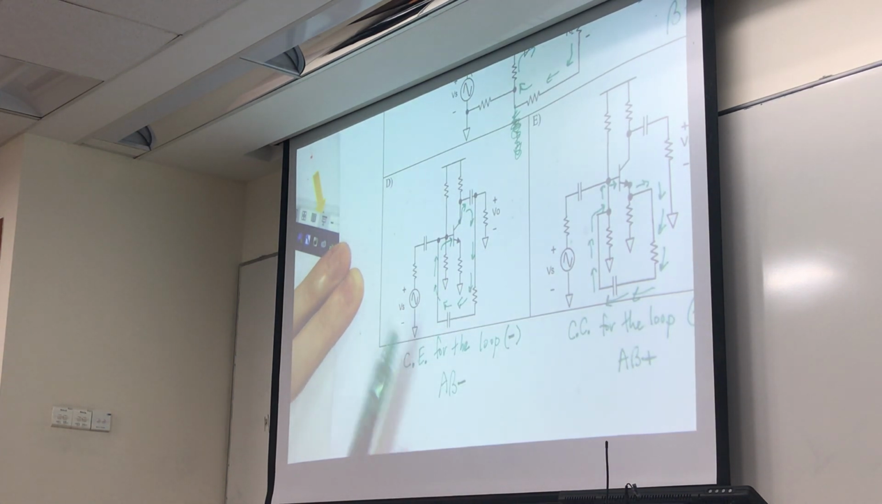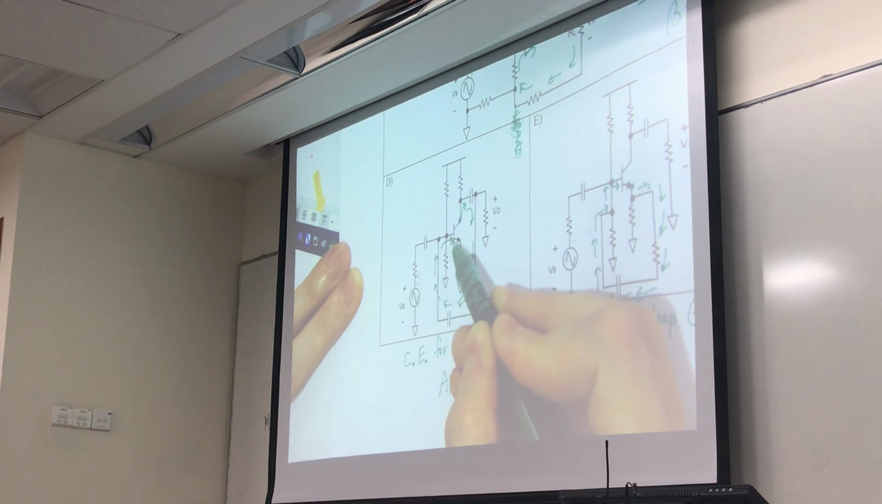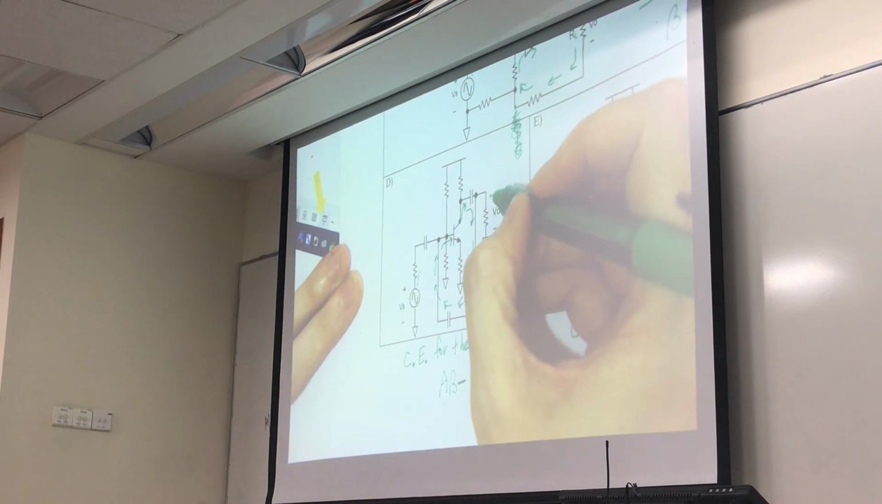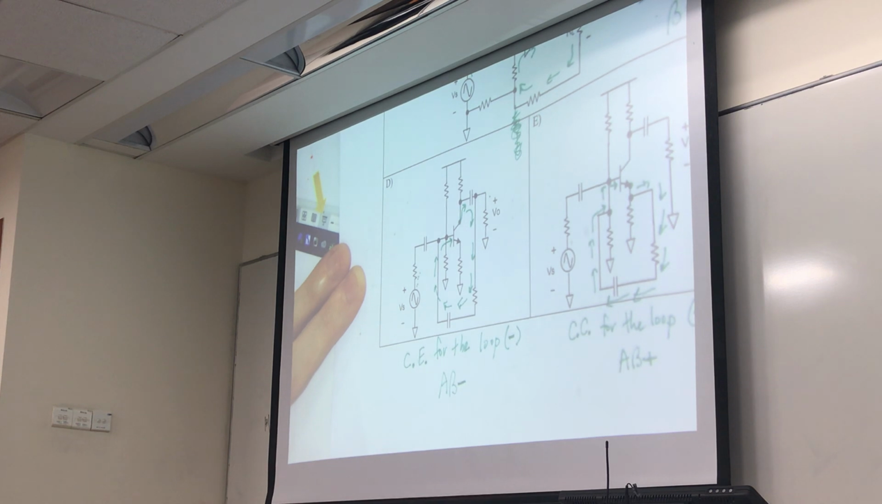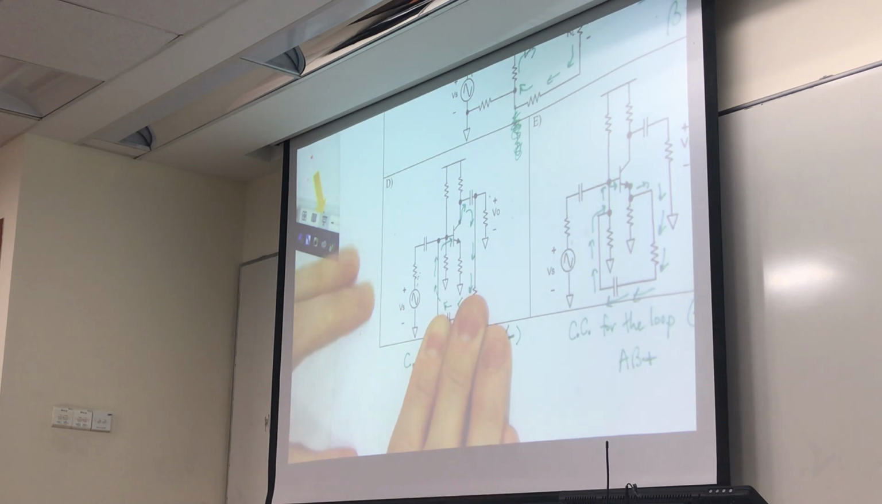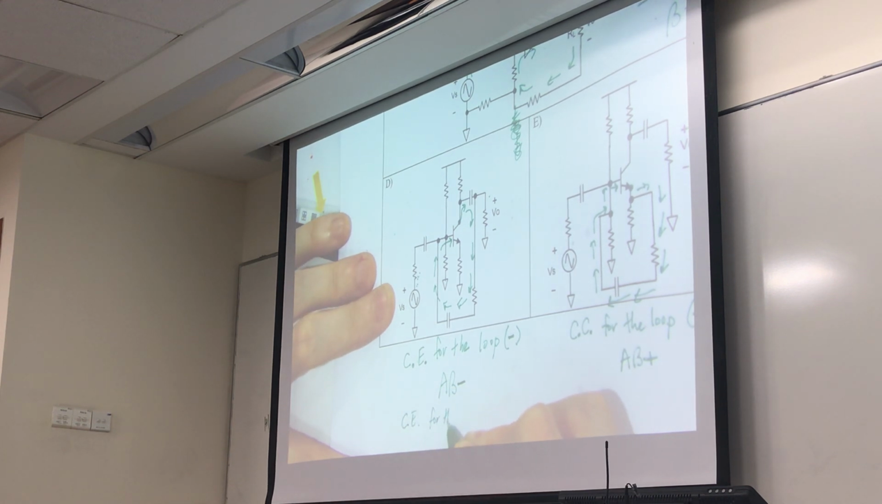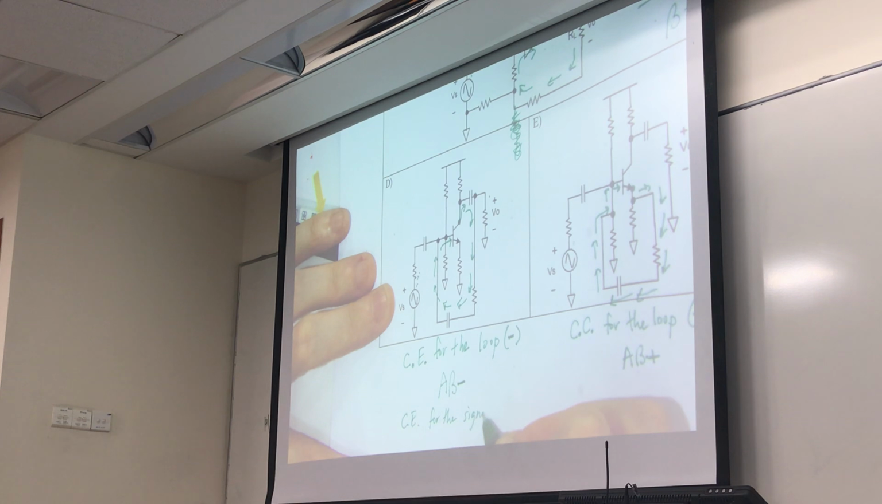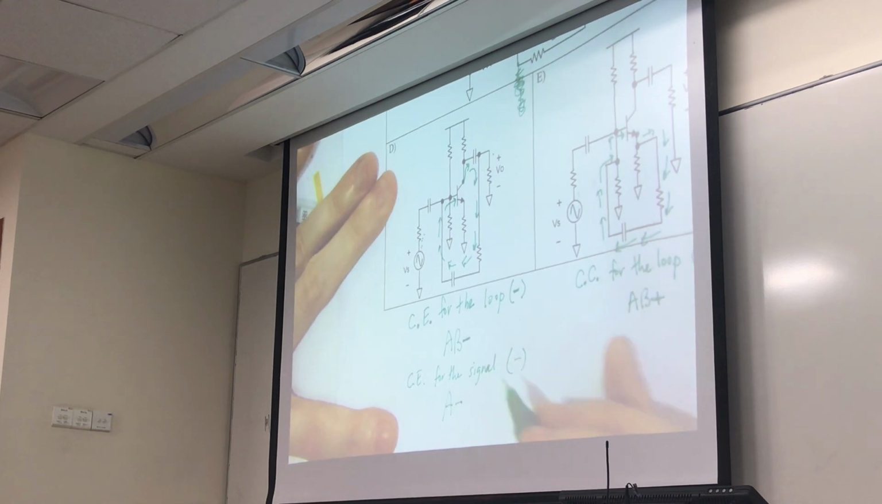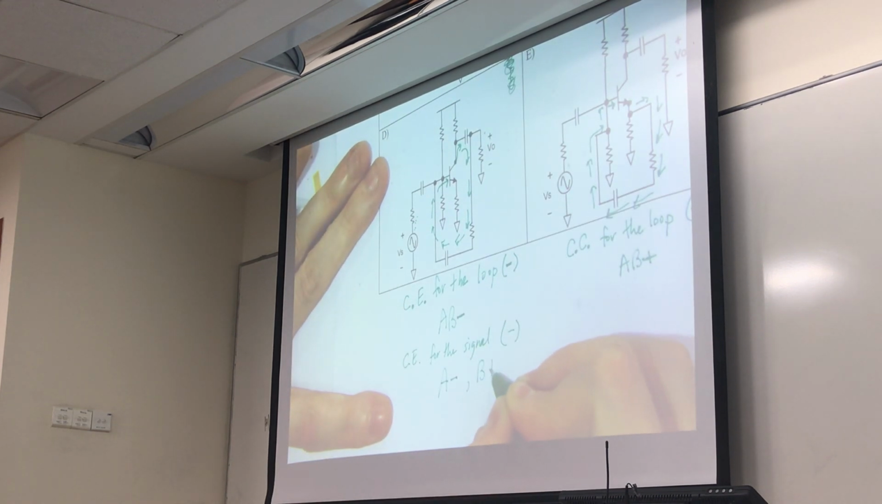Down here, the signal enters the base, and the output resistor is at the collector. So forget about the loop for a moment. It's a common emitter amplifier, right? If the loop is broken, it's a common emitter for the signal. That's inverting. Therefore, A is minus, and by comparison, beta is positive.